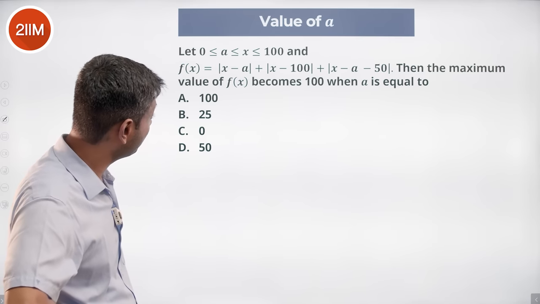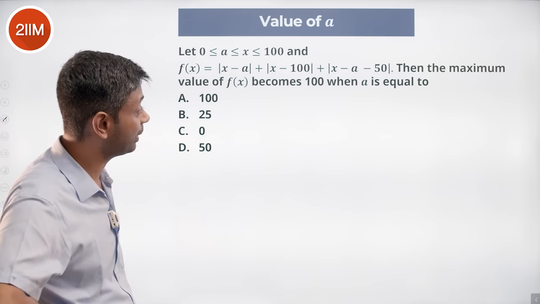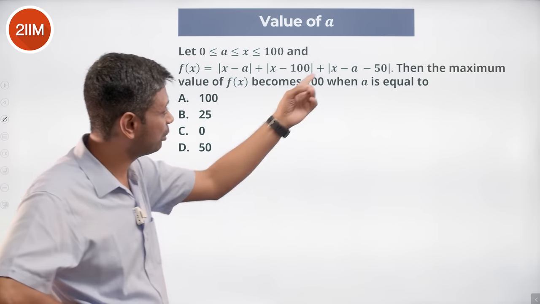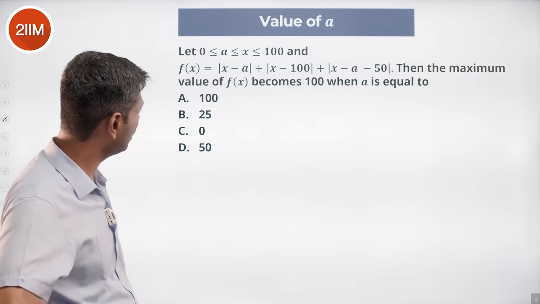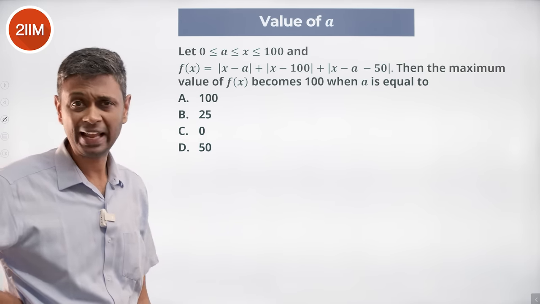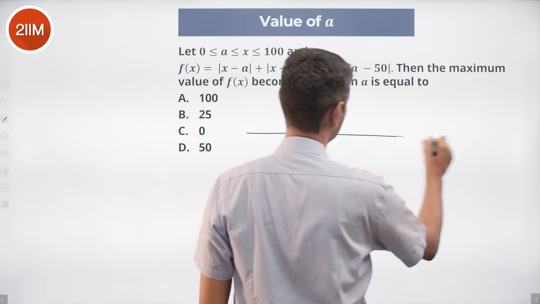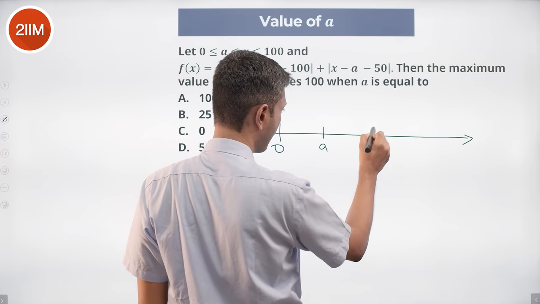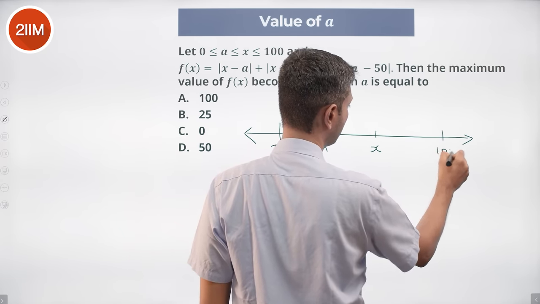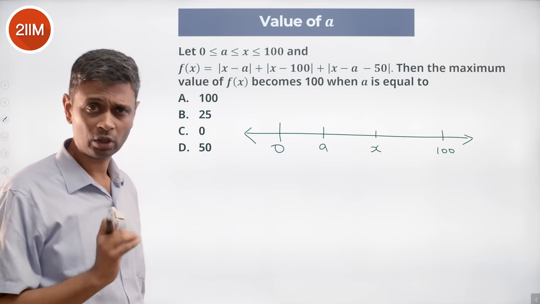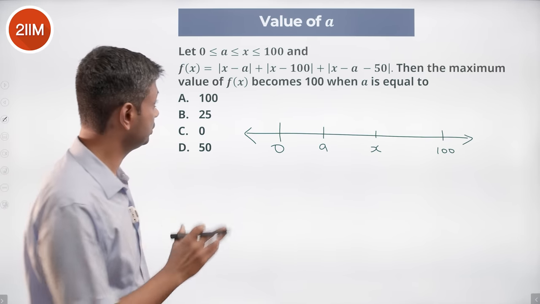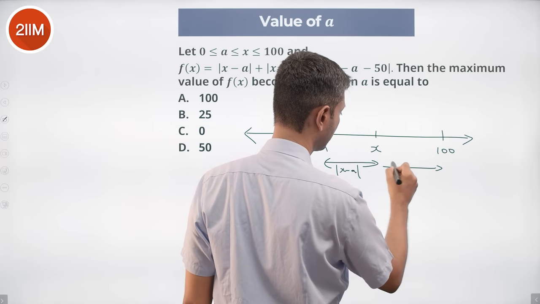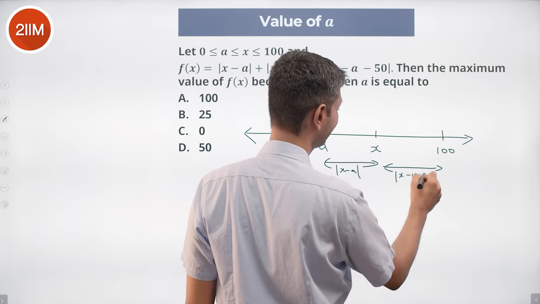F of x equal to modulus of x minus a, plus modulus of x minus 100, plus modulus of x minus a minus 50. Distance between x and a, distance between x and 100, distance between x and a plus 50. The maximum value of f of x becomes 100 when a is equal to? And so very nice. So let's put 0, a, x, 100. So, first of all, the maximum value possible in this function, this is modulus of x minus a, this is modulus of x minus 100, or 100 minus x, either way it won't matter.